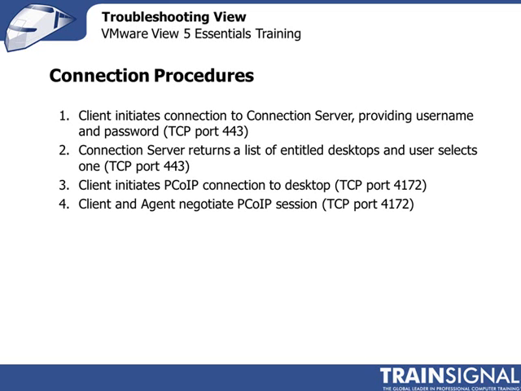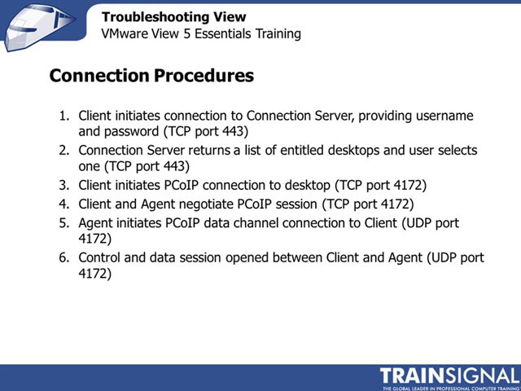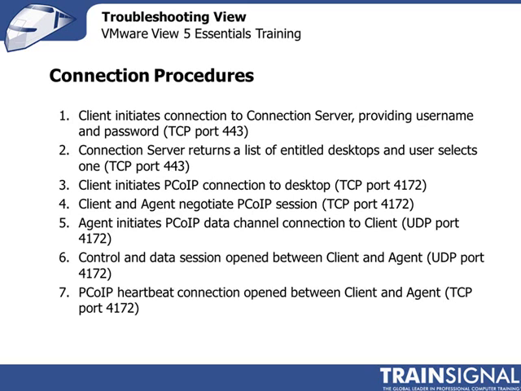After that, the View client on the client device and the View agent in the virtual desktop will negotiate the PC over IP session. This happens over several back and forth communications over TCP port 4172. Once the session has been negotiated, the agent will initiate a PC over IP data channel connection directly to the View client. This will be over UDP port 4172. Once that initial connection is created, the control and data sessions will be opened up between the client and agent, again over UDP port 4172. At this point, a connection to the desktop has been made.